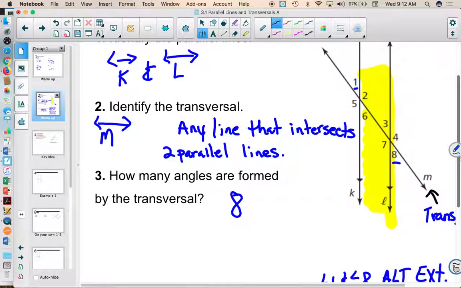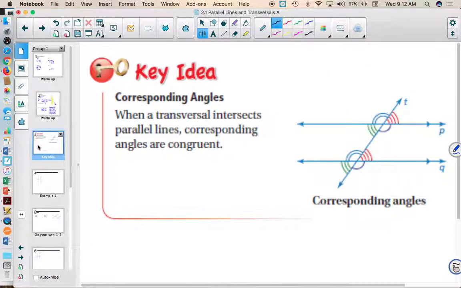All right? This is the kind of stuff that we're going to be doing. You will find measures of angles formed by parallel lines and transversals. When a transversal intersects the parallel lines, corresponding angles are congruent. Okay? Notice, and I hope, did the color print for you on yours? Good. So you've got your red.